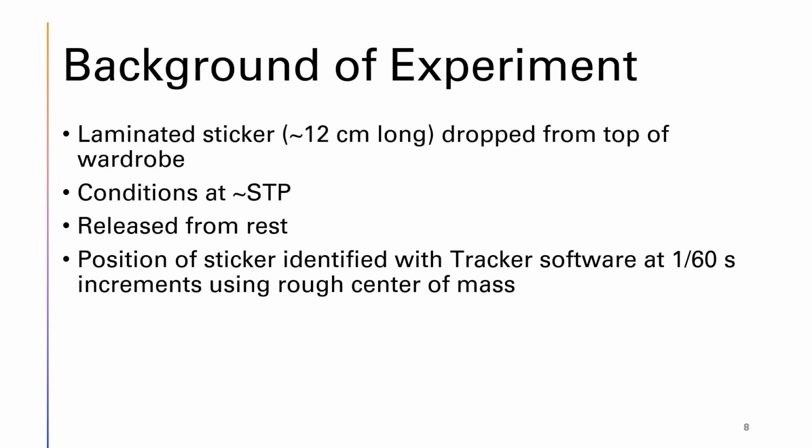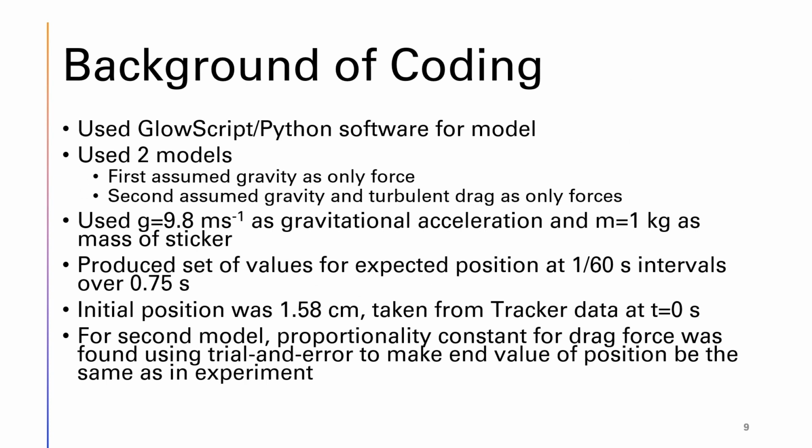For the coding, I used Python to make a mathematical model for a dropped object with gravity, as well as with gravity and drag force. So I used two models. For gravity, I used 9.8 meters per second squared. And for the mass, since I didn't have a scale, I just set it to 1 kilogram.